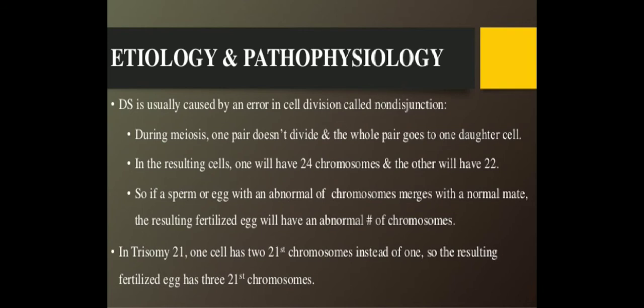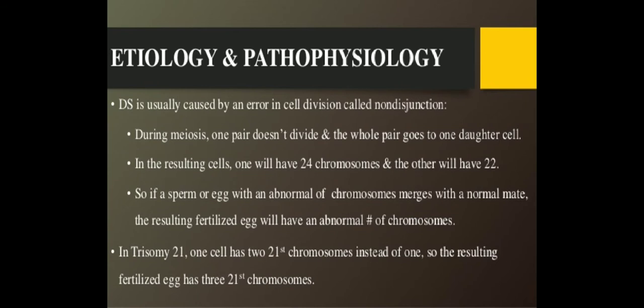So during cell division, that means during the meiosis phase, one pair of chromosomes usually divides into two daughter cells, but here in Down syndrome, one pair does not divide and the whole pair goes to one daughter cell. Because of that, there will be 24 chromosomes in one cell and the other daughter cell will contain 22 chromosomes. So if a sperm or egg with an abnormal number of chromosomes merges with a normal mate, the resulting fertilized egg will have an abnormal number of chromosomes. So that is the fate of Down syndrome.